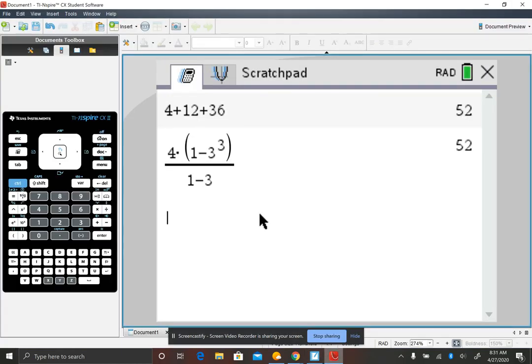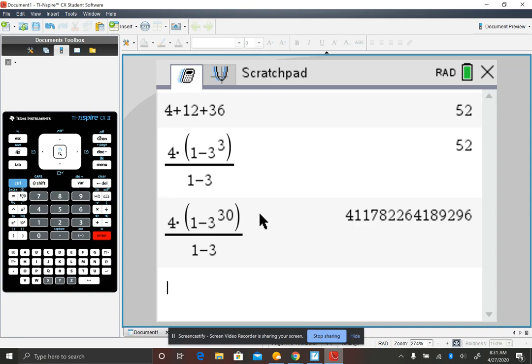So just for fun, I'm going to show you what you can do. If you have access to one of these calculators, you copy and paste that. You could just now change 3 to a 30, and it's a huge number.